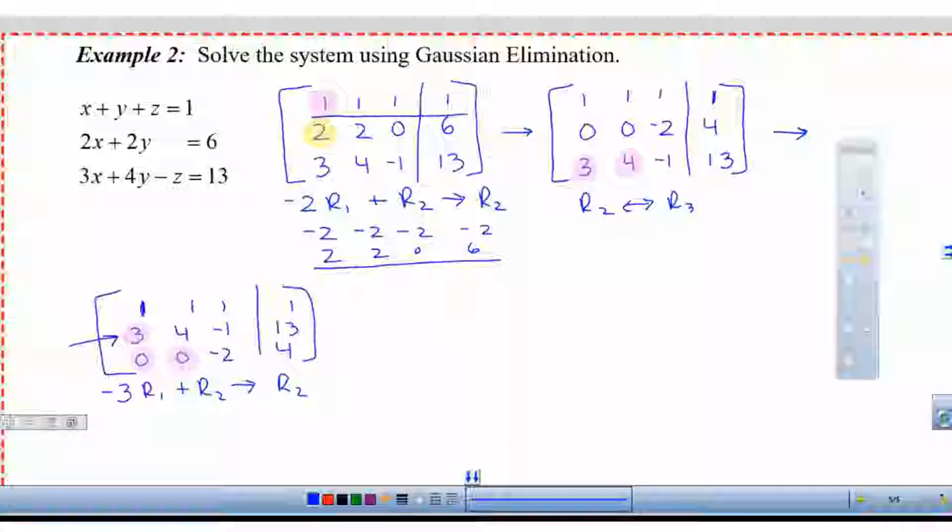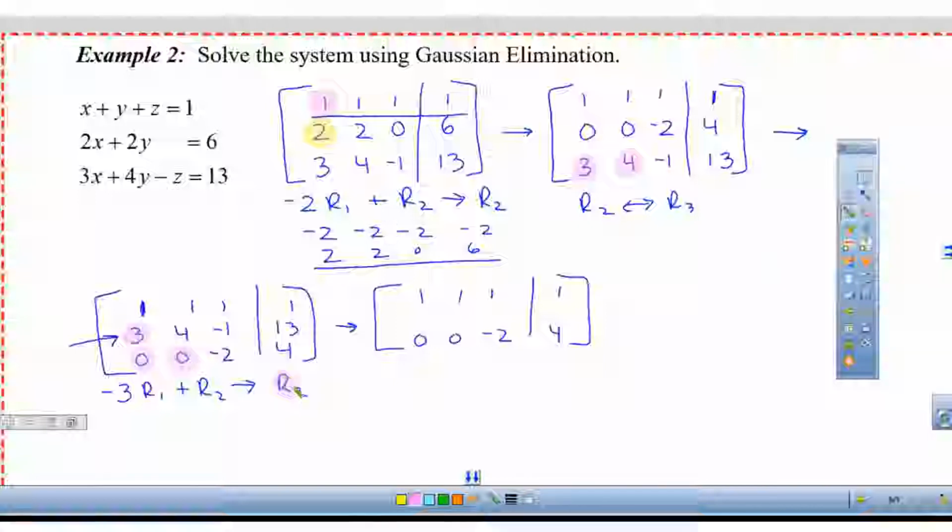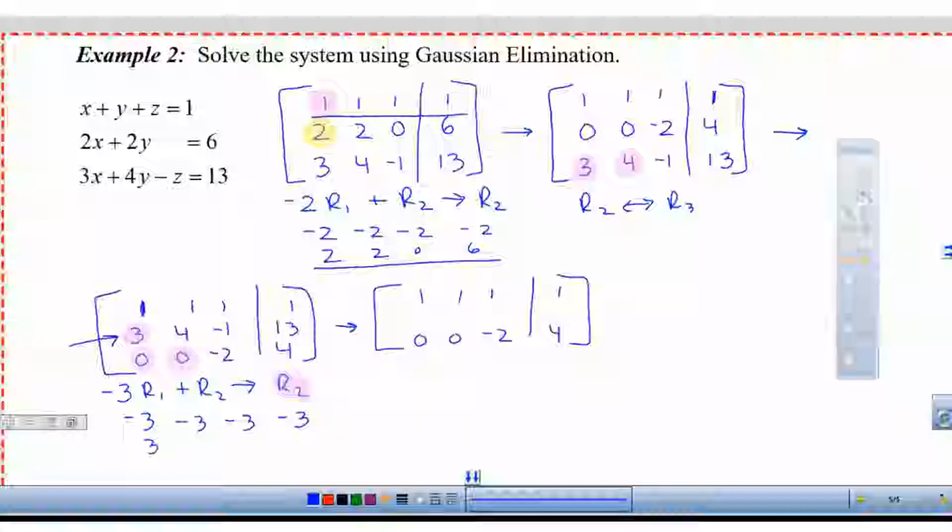Row 2. So your row 1 doesn't change. You guys, when you use Gaussian elimination, row 1 never changes. Your row 3 is never going to change. You guys, the only row that changes is right here in your formula. Look at that. Row 2 is the only one that's going to change. So I'm going to take a -3 across the top. So I have -3, -3, -3, -3. Then I'm going to write row 2 right underneath it. And then I'm going to add them. -3 plus 3 is a 0. -3 plus 4 is a 1.